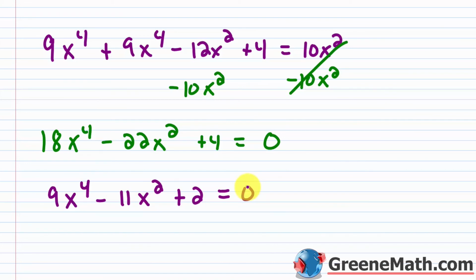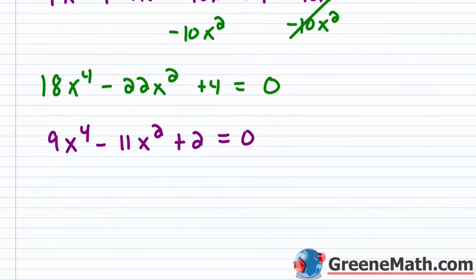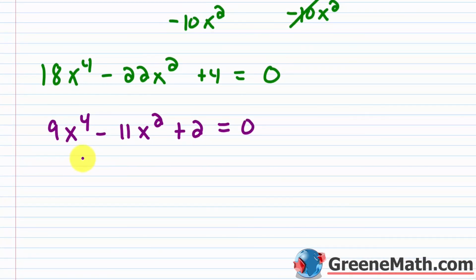Now, this can be factored. You can use a lot of different techniques to factor this. You could easily use substitution, where you let u equal x squared, and then you can plug in and go through all that. Because of the length of this video already, I'm just going to give you the factored form and say this is going to be 9x squared minus 2, that quantity, times x squared minus 1.